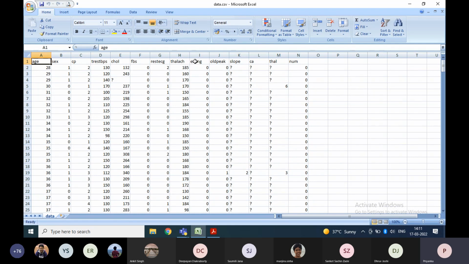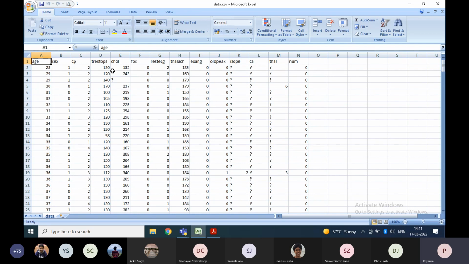and this XANG is exercise induced angina. 1 means yes, 0 means no, and old peak. Old peak means ST depression that is induced by exercise relative to rest.